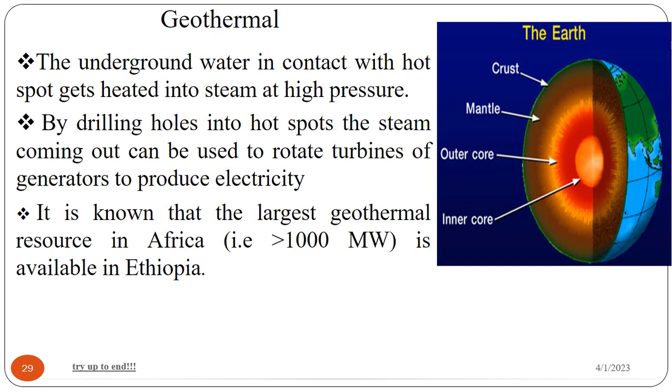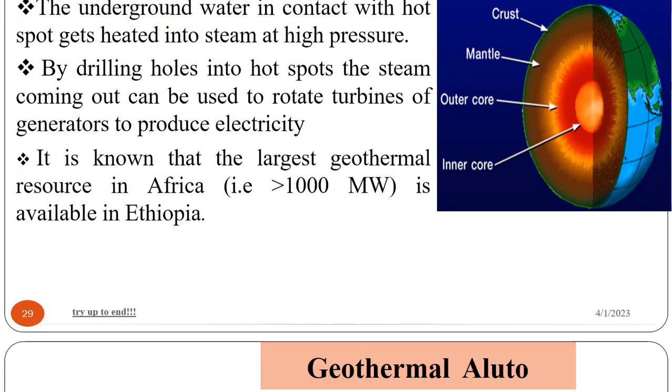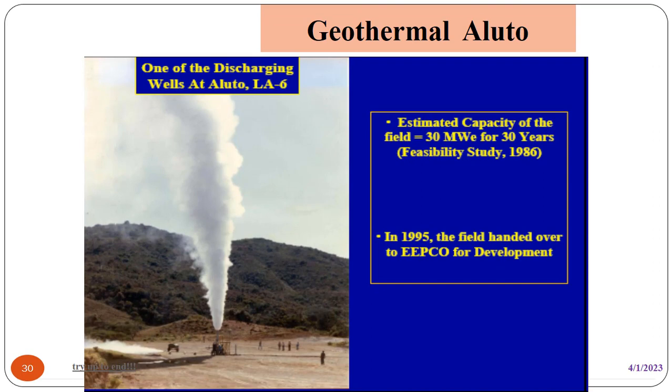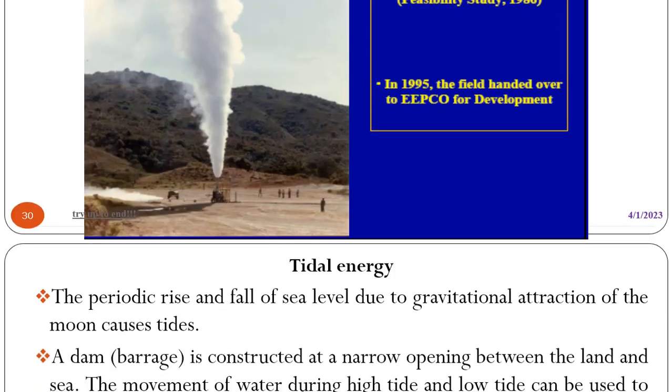So the underground water in contact with a hot spot gets heated into steam at high pressure. By drilling a hole into the hot spots, the steam coming out can be used to rotate a turbine of a generator to produce electricity. It is known that the largest geothermal resource in Africa is available in Ethiopia. This is one of the discharging wells at Aluto Langano.